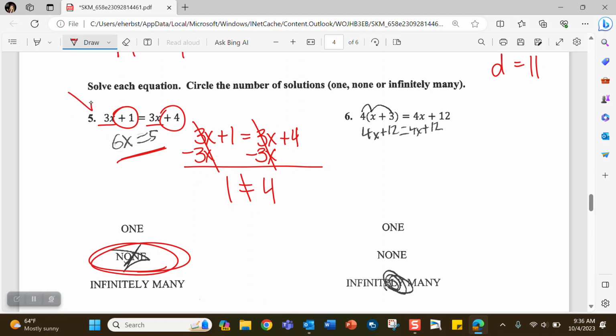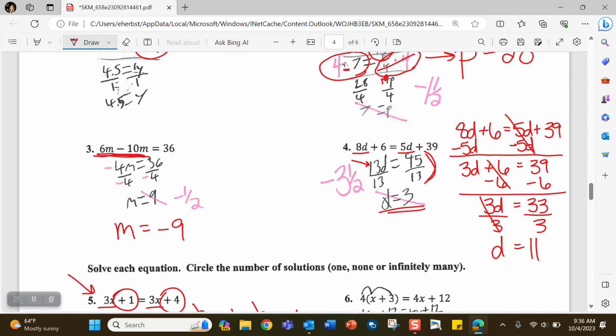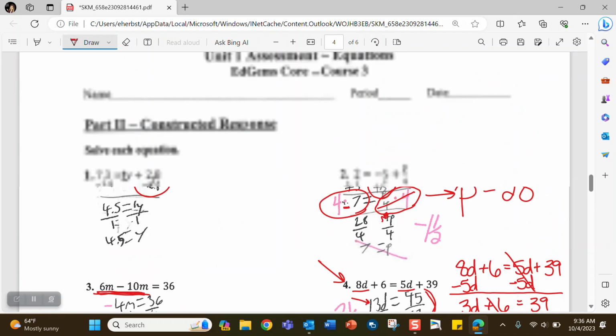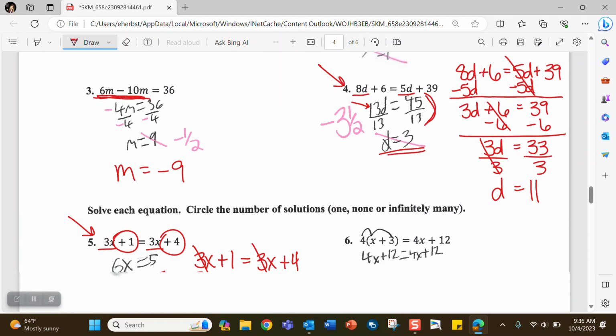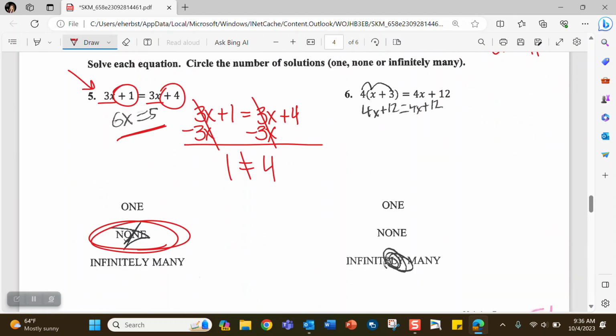These equations, this number 5, this one here, number 4, and then that multiple choice number 3, they're all the same type of question where we've got the variable on both sides. So we should be doing the opposite and not trying to add them together as if they're on the same side.